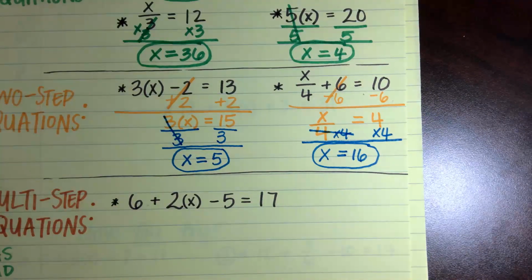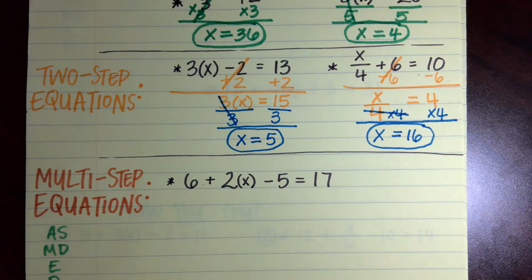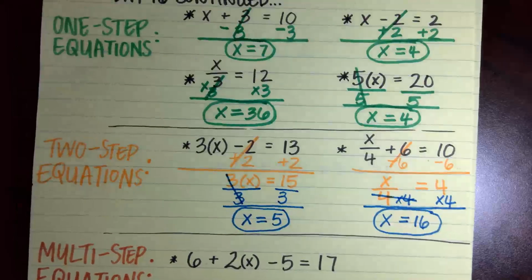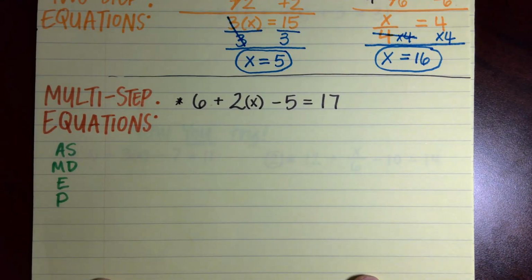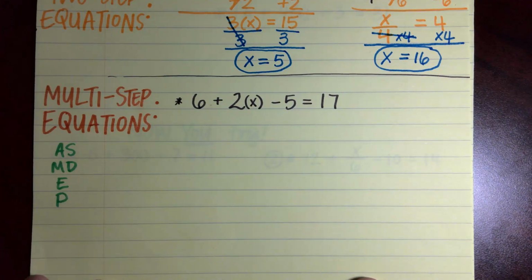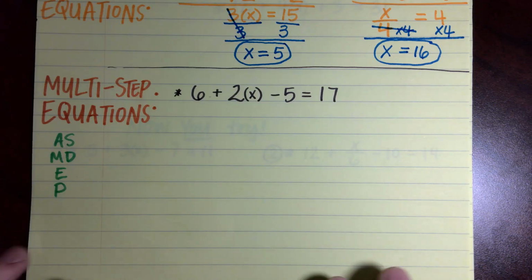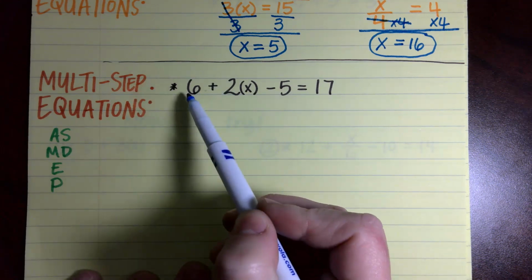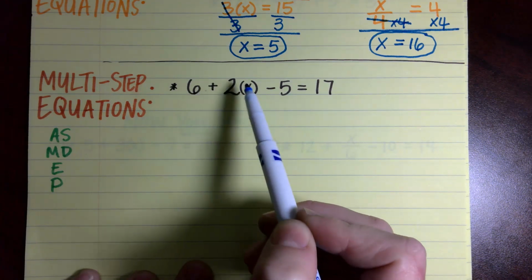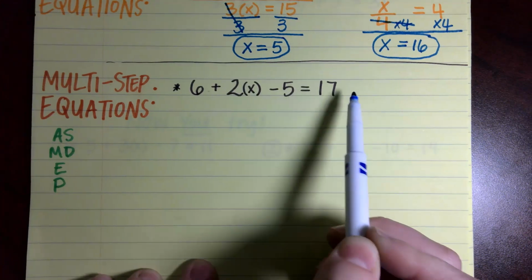All right, guys. We're going to move on to our new topic. We've done one-step equations. We've done two-step equations. Now we're going to look at multi-step equations. So these are going to be equations where there is more than one, more than two, at least 3 steps. So let's look at what we have here. We've got 6 plus 2 times x minus 5 equals 17.